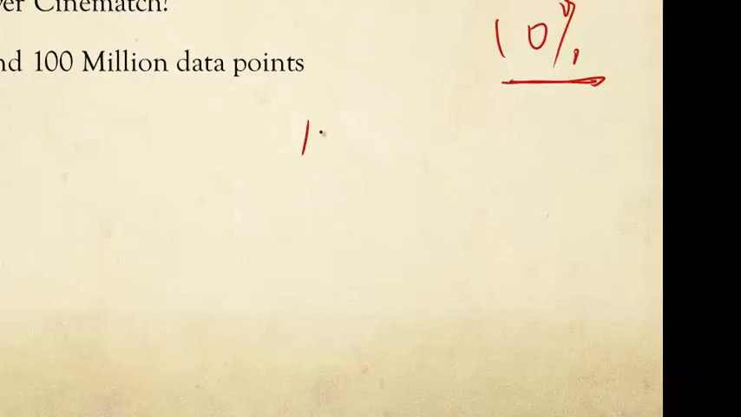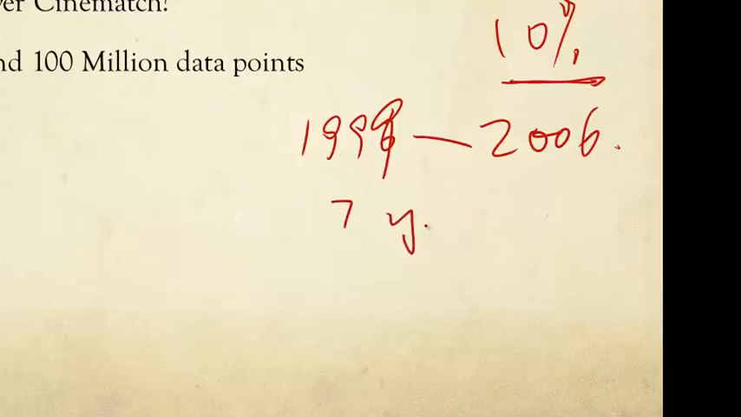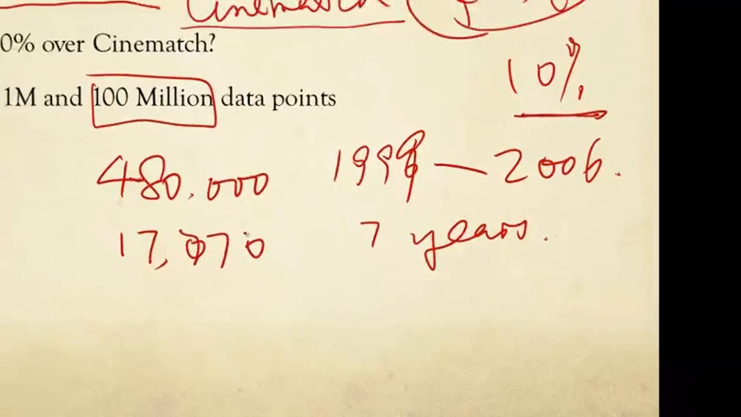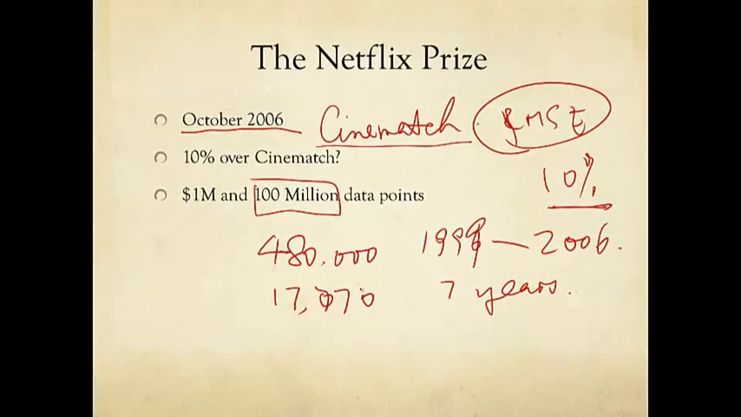So it said that from 1999 to 2006, I got 7 years of records of ratings by different users on different movies. And I'll make available about 100 million of these ratings that come from 480,000 users on 17,770 movies. On average, each movie was rated by more than 5,000 users, and each user rated more than 200 movies.